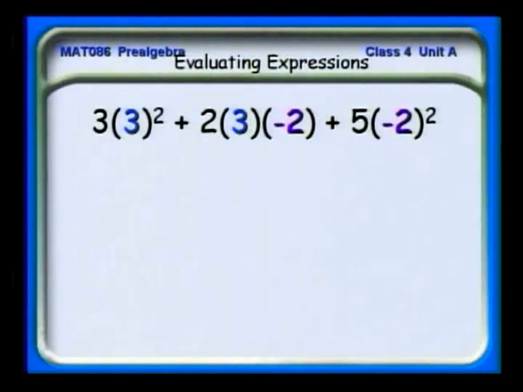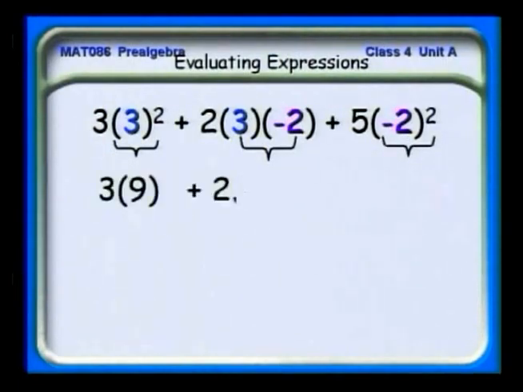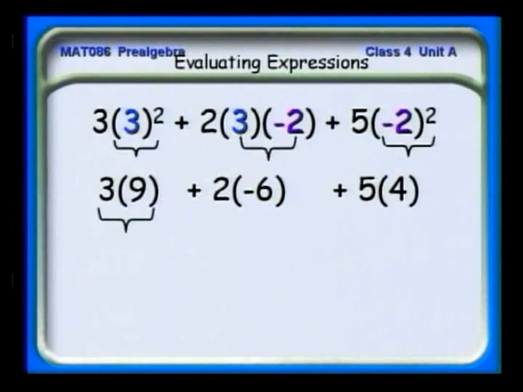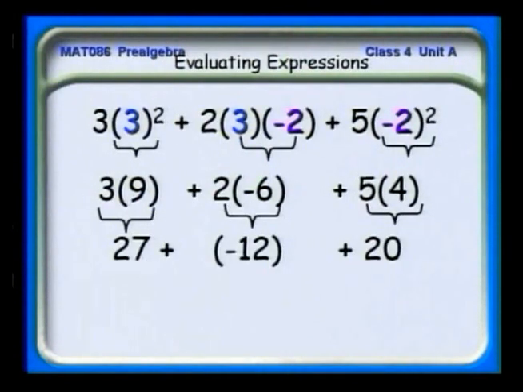We can work on these 2 by 2 in a way. Let's solve 3 squared. We'll solve 3 times minus 2 and minus 2 squared. So we then get 3 times 9 plus 2 times minus 6 plus 5 times 4. We can calculate each one of those 3 things and get 27 plus minus 12 plus 20. We can evaluate this to find 35.